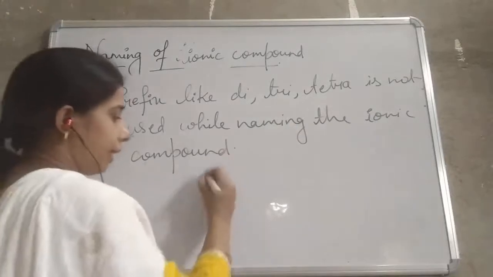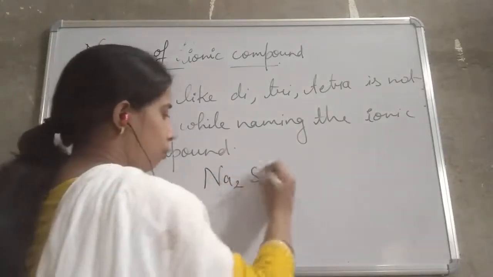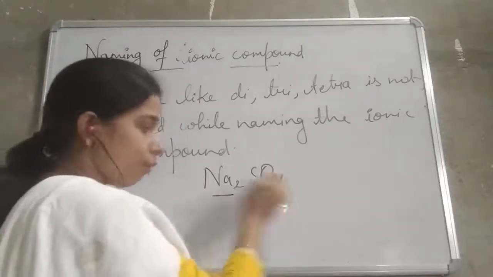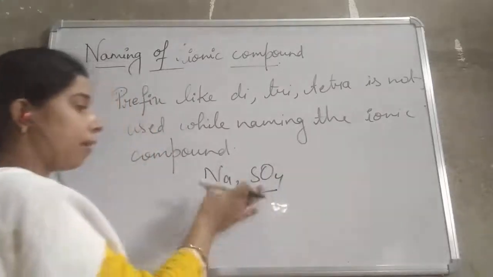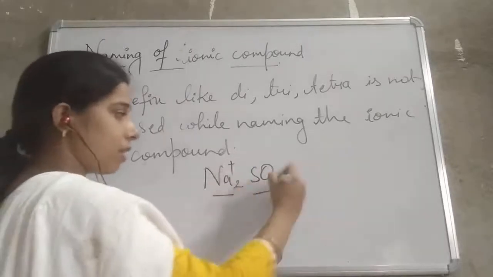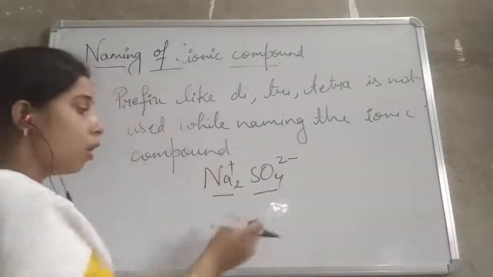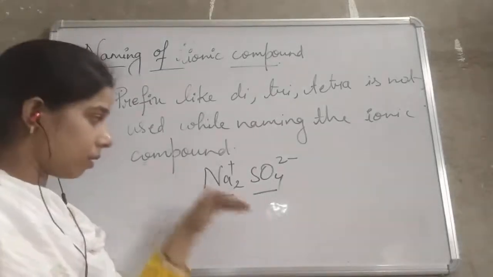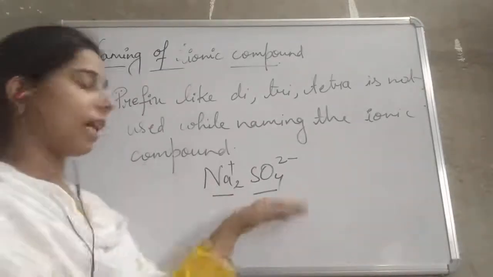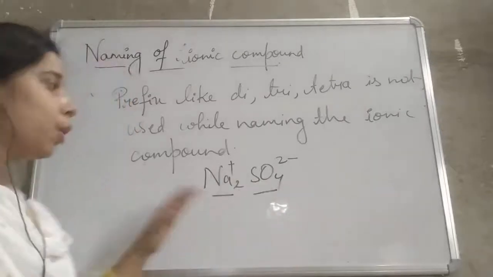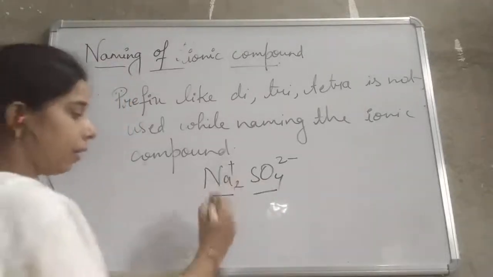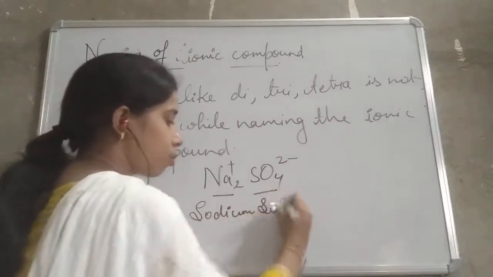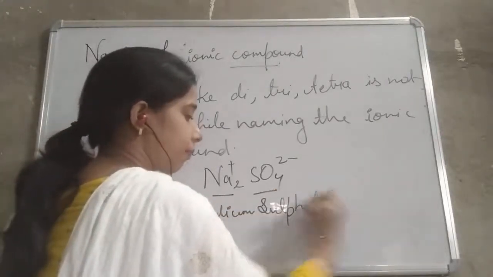There are a lot more examples like sodium sulfate, that is Na2SO4. Here two sodium is there and SO4 sulfate is present here, but Na has a positive charge and sulfate has a -2 charge. So we will never write disodium or disulfate. We will simply write the name here: sodium is there and SO4 is sulfate, so sodium sulfate.